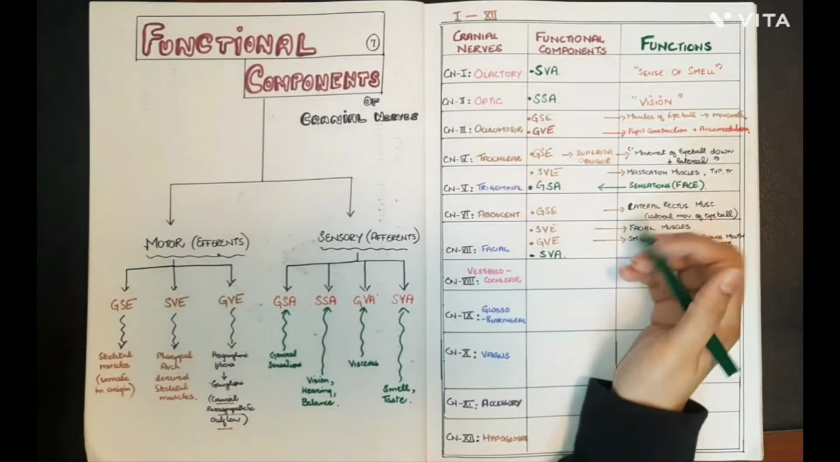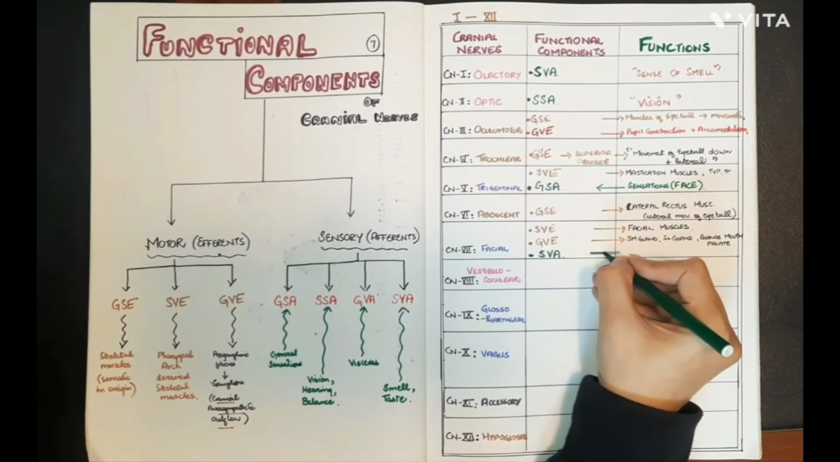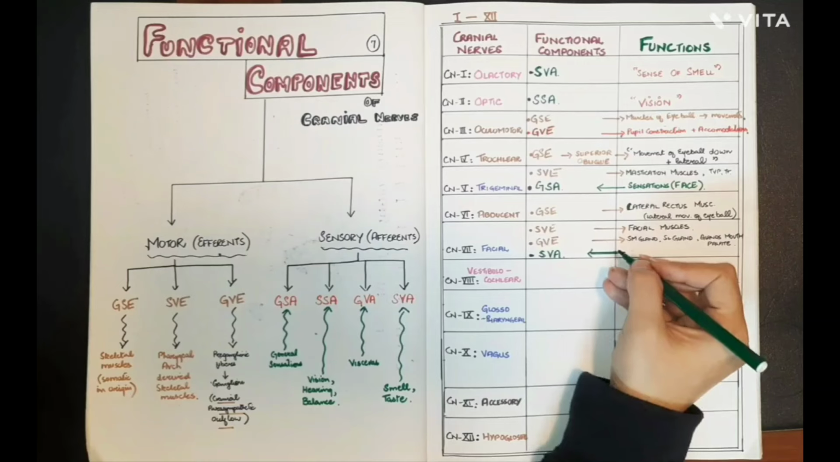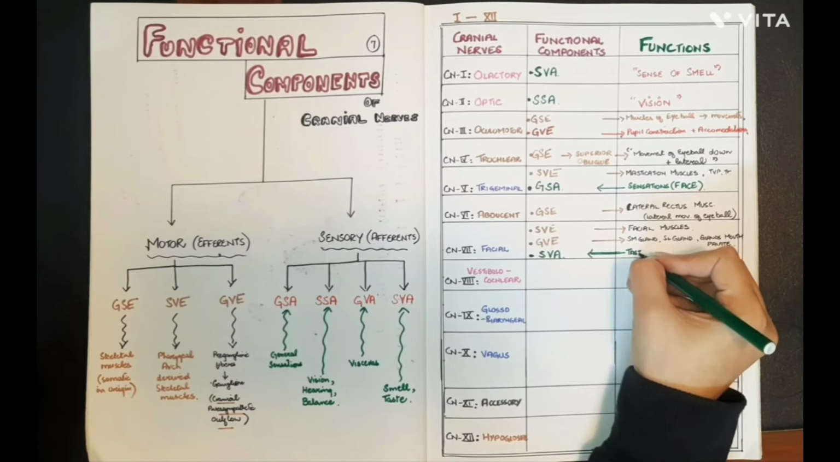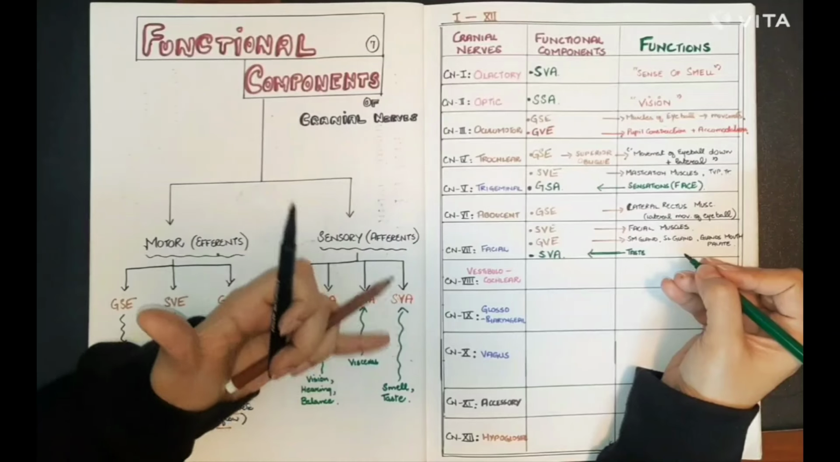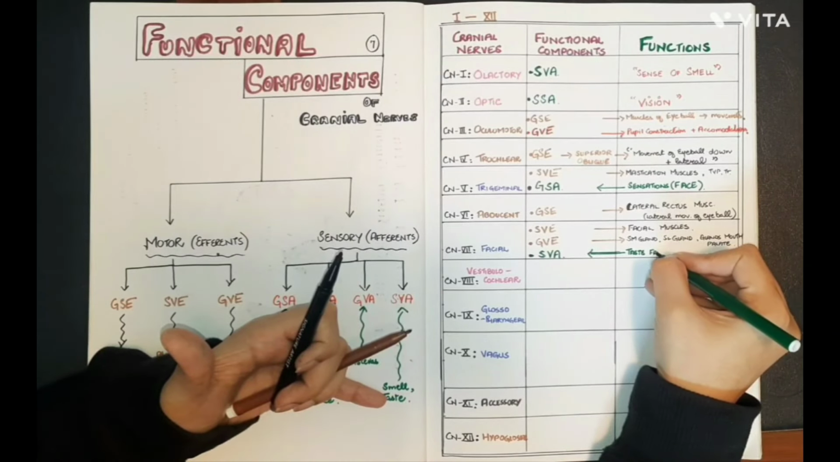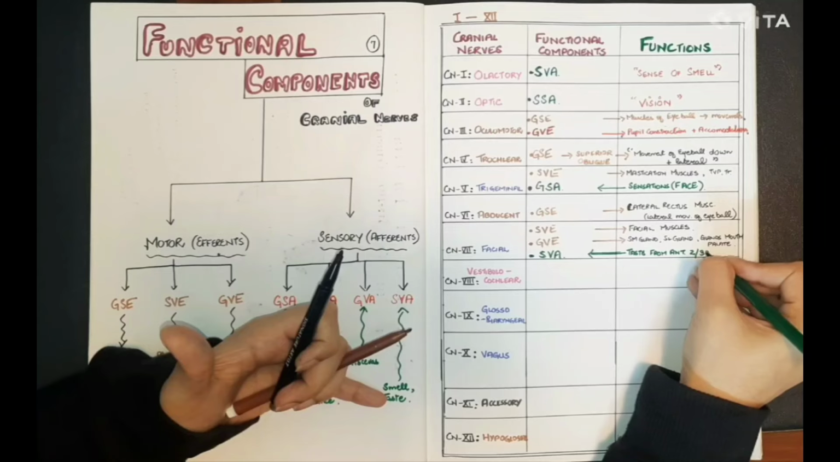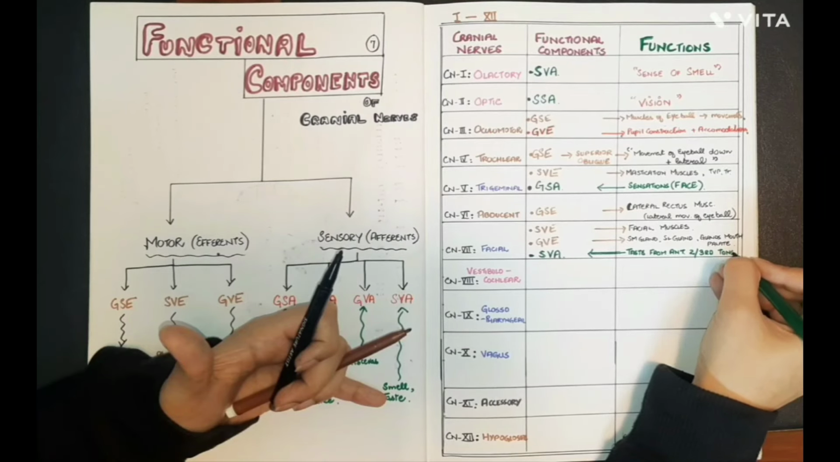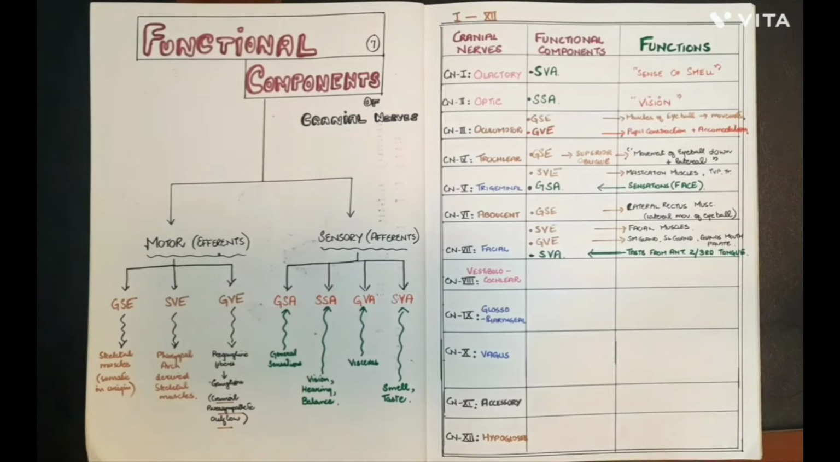Thirdly, we have the special visceral afferent component, which is the sensory component of the facial nerve. This is special visceral afferent as it carries the taste fibers, or the taste sensation, from the anterior two-thirds of the tongue. So we have three functional components justified with the facial nerve, and the facial nerve will be a mixed nerve.